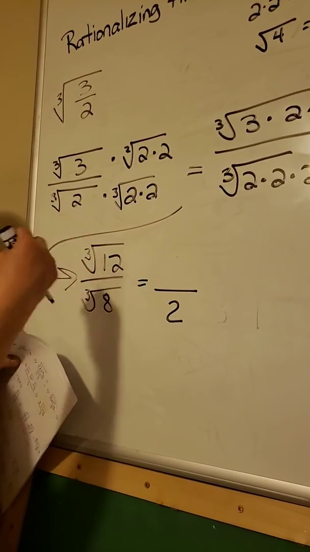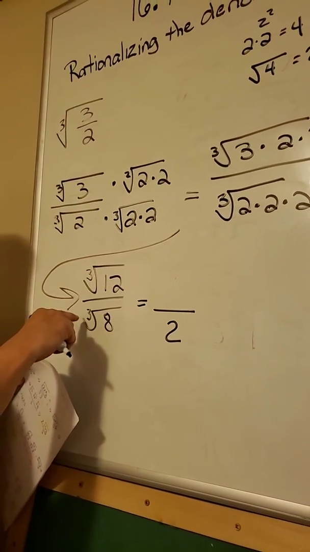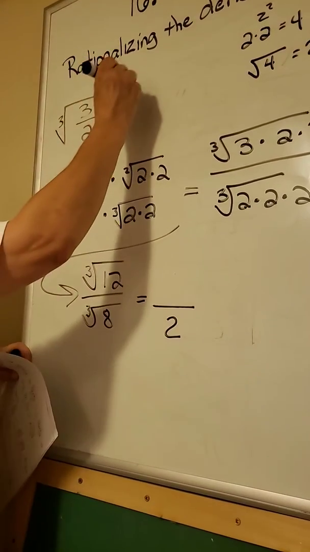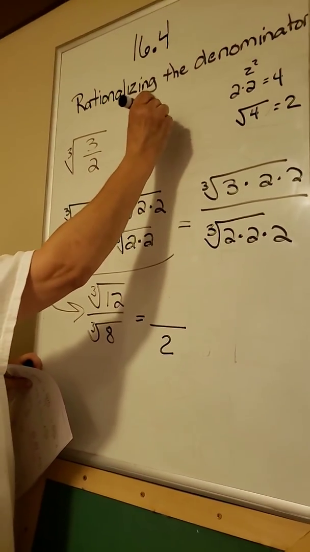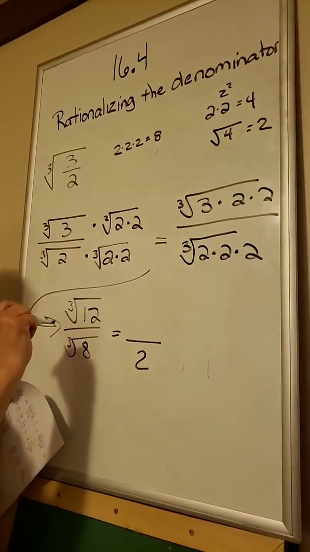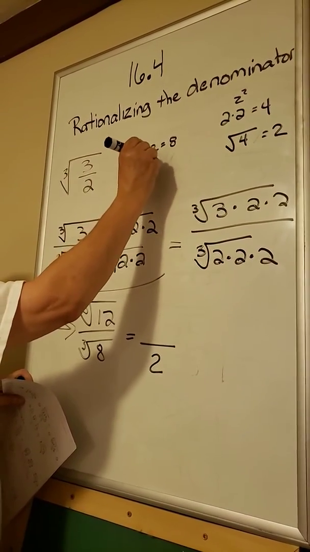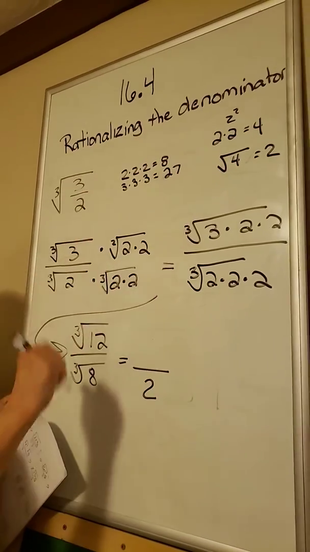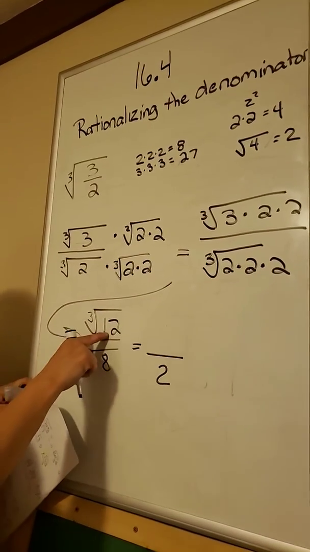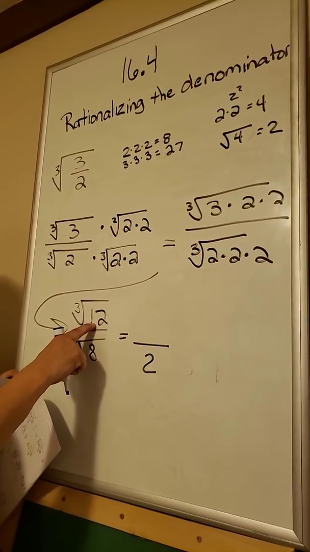So can we break 12 up into factors, one of which is a perfect cube? No, because 2 times 2 times 2 is 8. 8 is our first perfect cube, right? 3 times 3 times 3 is 27. That's our second perfect cube. 8 or 27 are not in this.